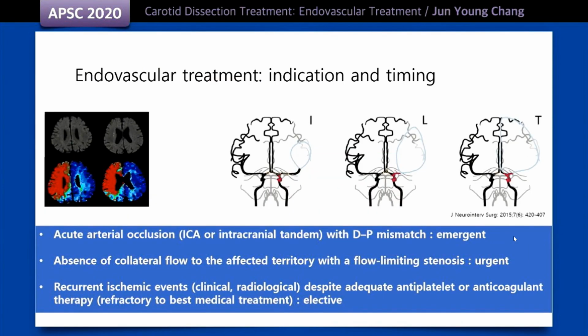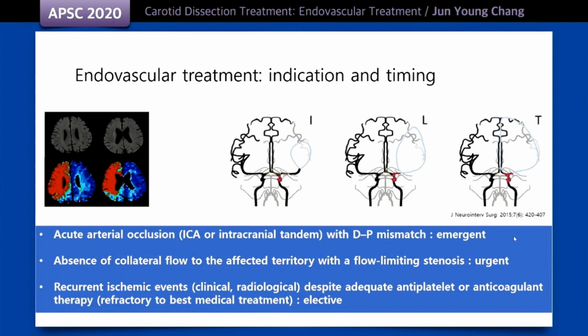While antiplatelets or anticoagulants are the mainstay of treatment for carotid artery dissection, endovascular treatment may be indicated in specific circumstances. Acute arterial occlusion, whether extracranial ICA alone or intracranial tandem occlusion, with small infarct and large salvageable tissue, may be a good candidate for endovascular treatment. Absence of collateral flow, such as A-shaped flow from ACOM or M-shaped flow from ACOM or PCOM to the ICA territory with a flow-limiting stenosis, may also be an indication of stent deployment.